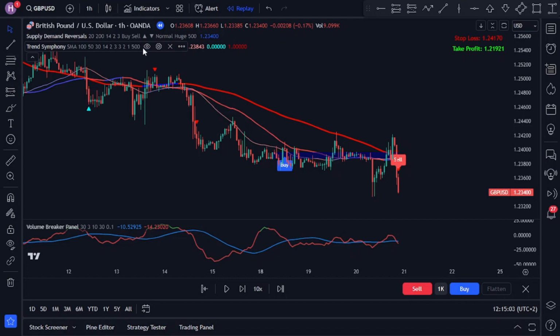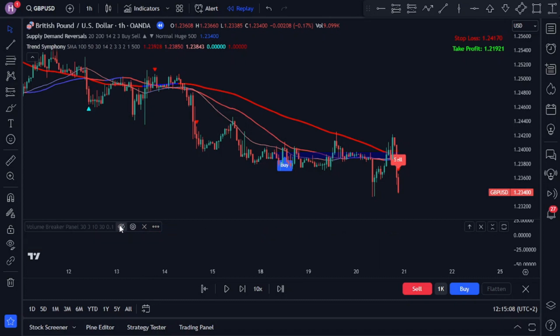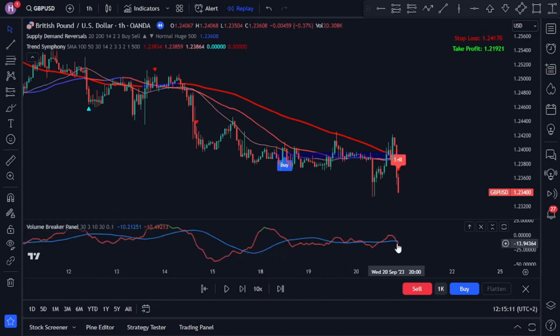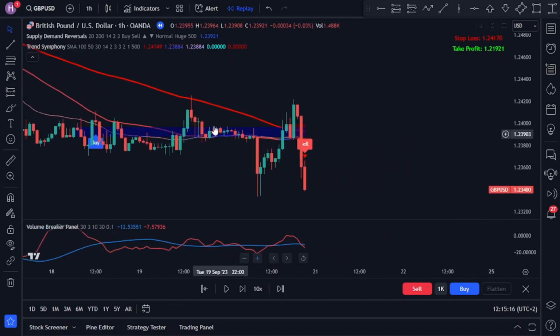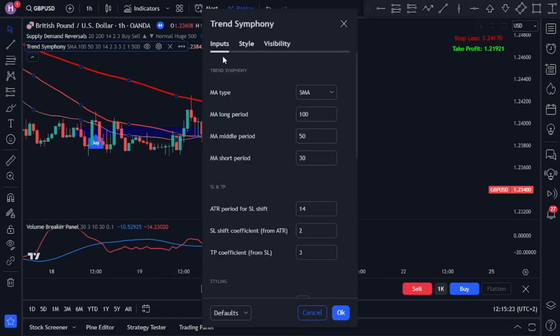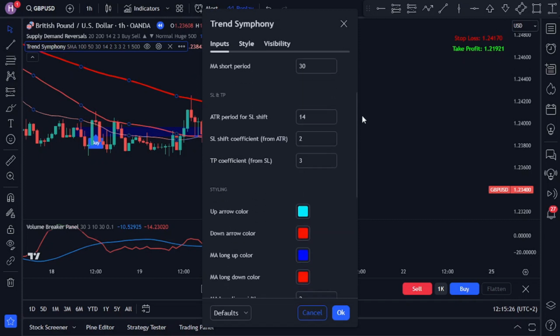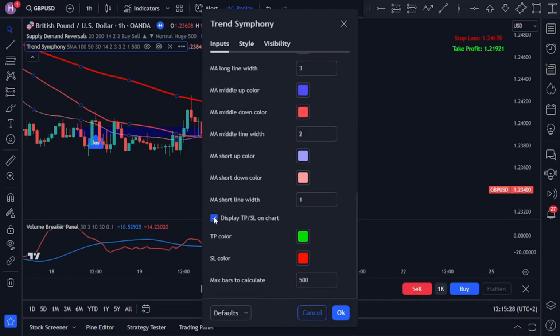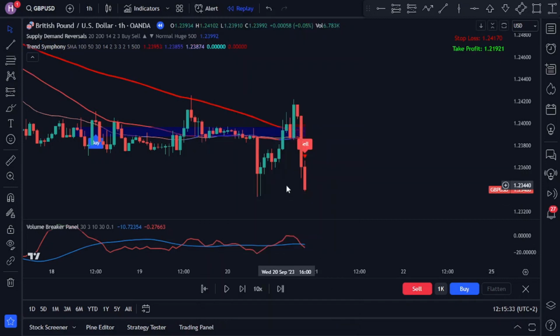And the two additional indicators which I have added to our chart are none other than our Trend Symphony and Volume Breaker Pro panel. The reason is we'll be using these to validate our analysis. However, firstly, under the settings for the Trend Symphony, we are going to make a couple of changes. Under the inputs for the Trend Symphony, we are only going to unselect the following options to clean up our charts.